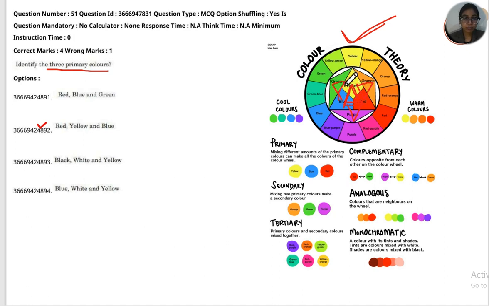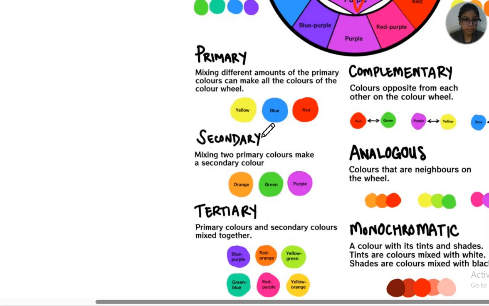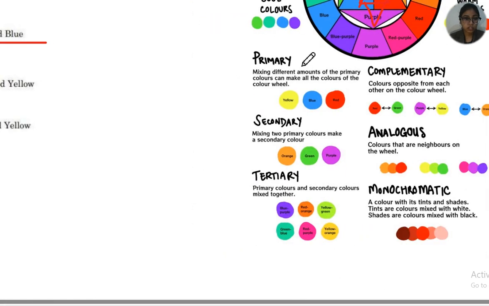Same for, suppose you have your yellow and green over here. By mixing the yellow and green, the third color which you will form is your tertiary color, in between two secondary colors. So the correct answer is red, yellow and blue. See, there is a term primary. Primary colors are yellow, blue and red.